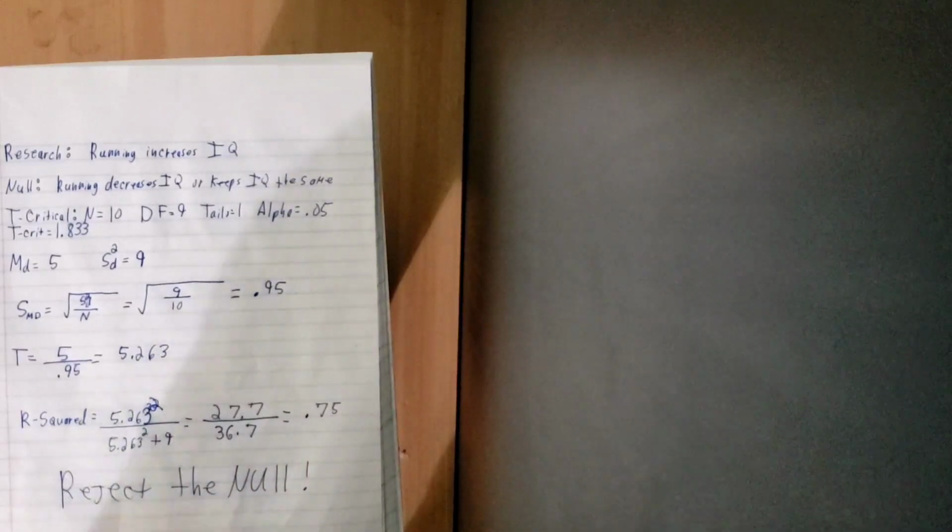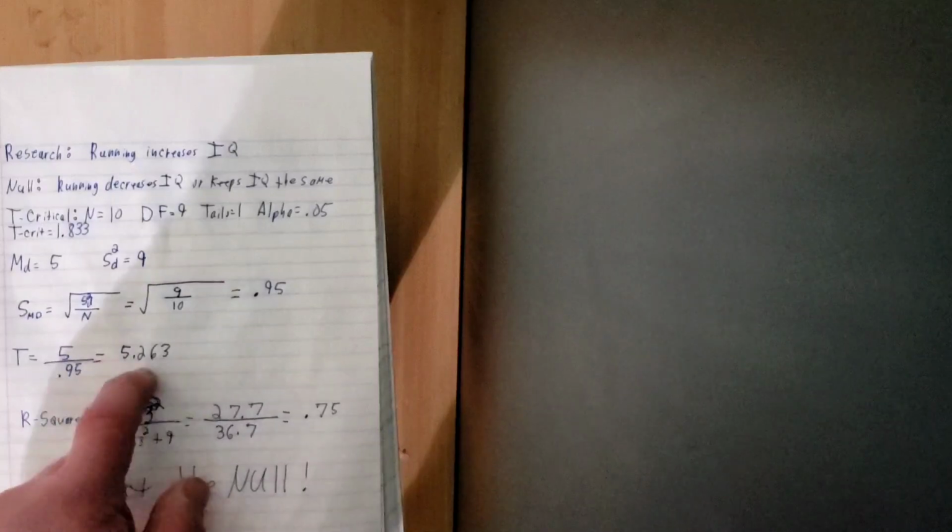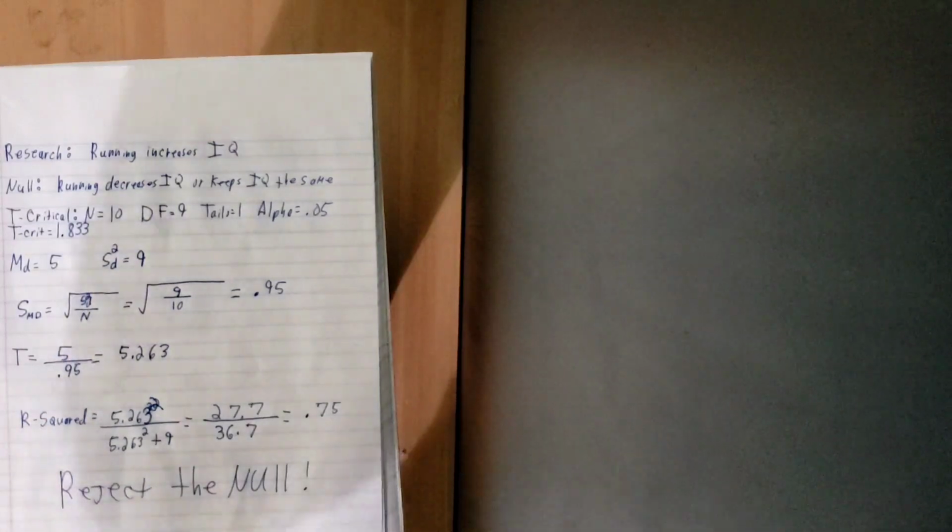All right, the next is what's the decision on the null hypothesis? The decision on the null hypothesis would be reject the null because we have a T obtained of 5.263, a T critical of 1.833. 5.263 is a lot larger. It's a more extreme score than 1.833. So we reject the null hypothesis. We do have a significant result.